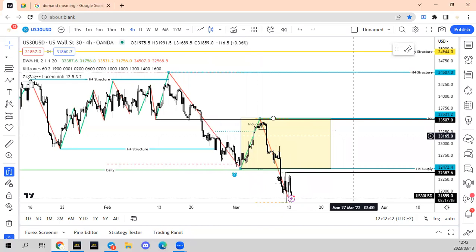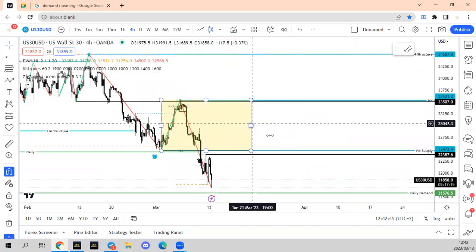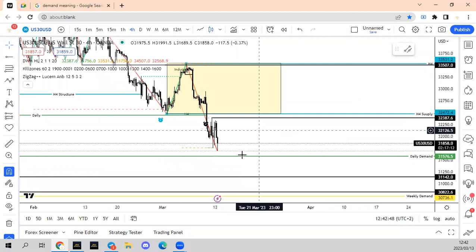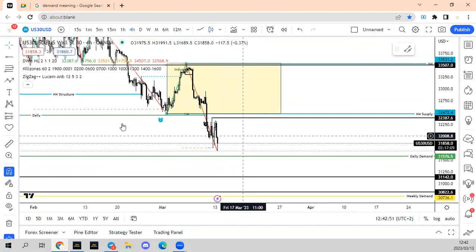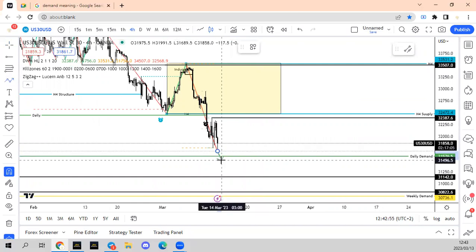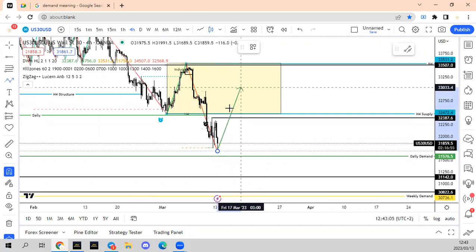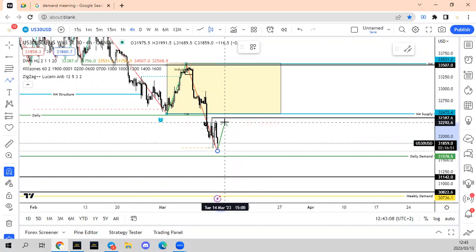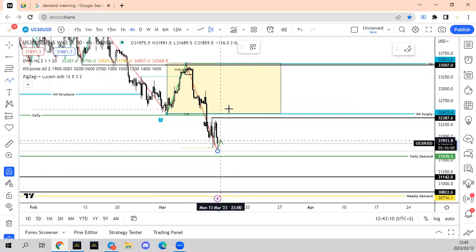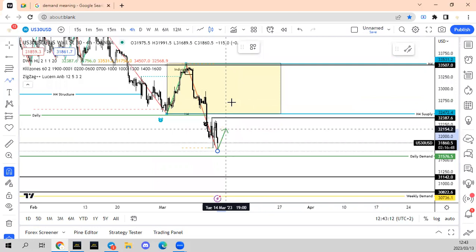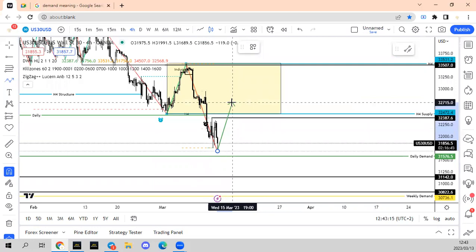So now we have this supply, and the closest demand that we can buy from is this one. If price taps in here first, we can look for buys. But if price decides to go up first, once it taps in here, we will definitely look for sellers. We can also maybe it will go all the way inside, or we don't know. All we have to do is wait until price gets inside our demand and wait for distribution to happen. That's all we can do for now.